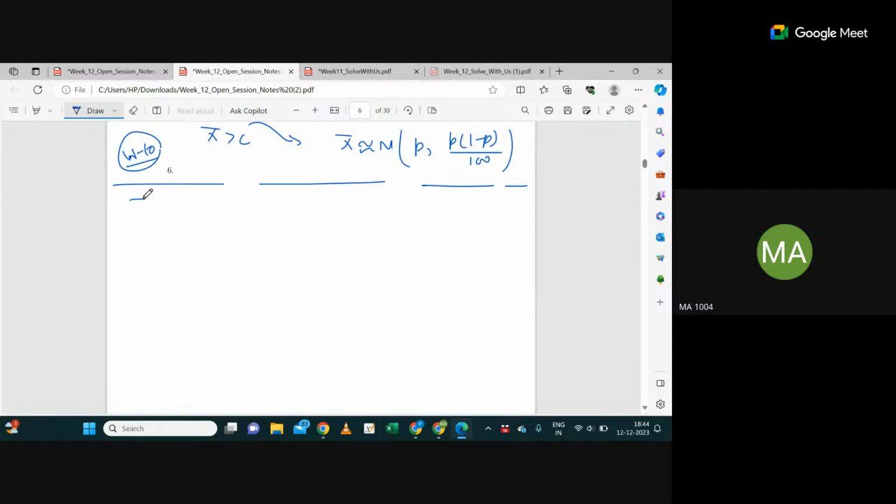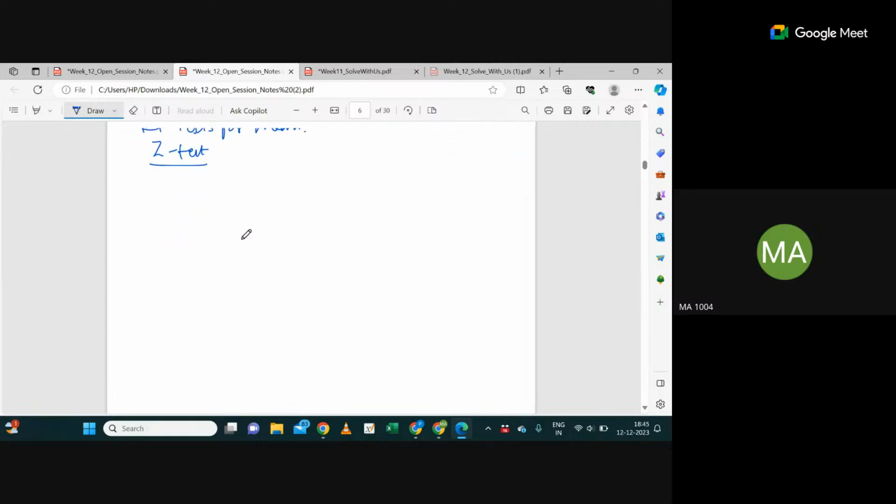Okay, so till this point, the test for mean is clear to all of you, from the week 11 content? Z test, right? Okay. What about t test, when the variance is unknown?